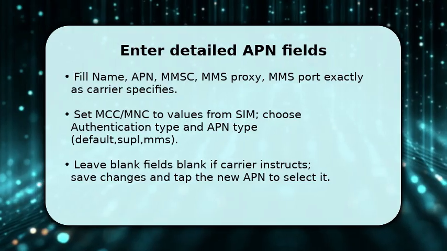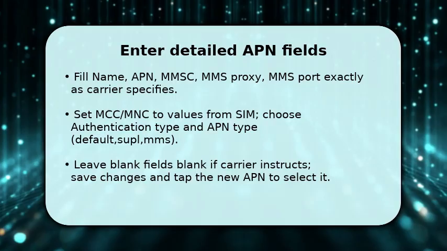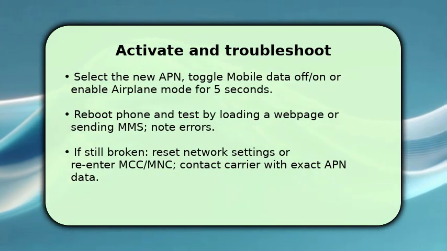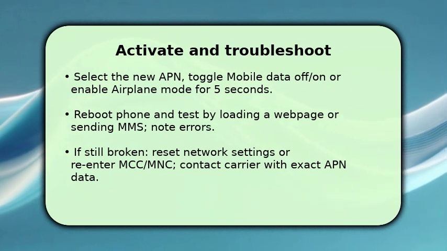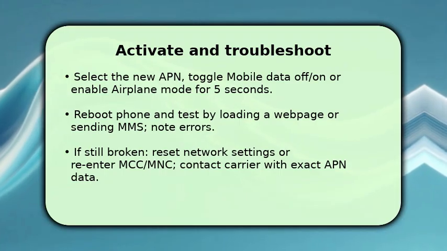Once complete, hit Save. Then tap the new APN. After saving, select the APN and toggle mobile data off and back on, or flick airplane mode for a few seconds to re-register to the network. If data or MMS don't work, reboot the phone and try a web page and an MMS send.